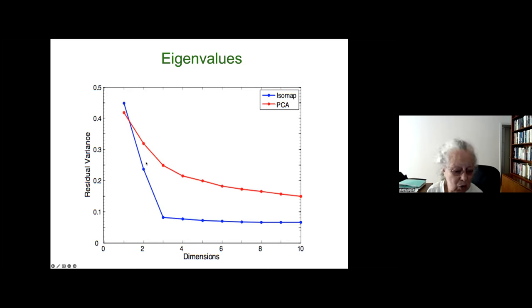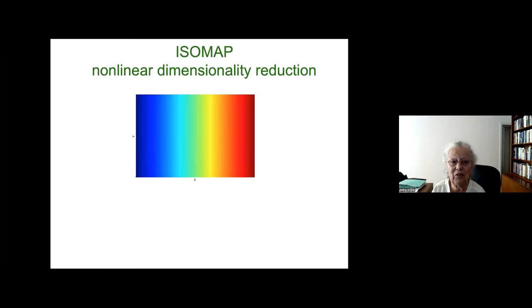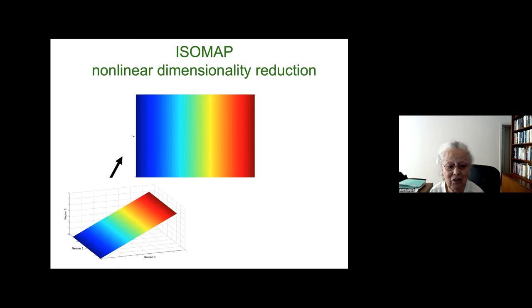So I want to spend the rest of my talk telling you a little bit about Isomap, which is a method that we have had for about 20 years, and tell you how that works and how it allows me to get the blue spectrum instead of the red spectrum. So Isomap is a method for nonlinear dimensionality reduction.